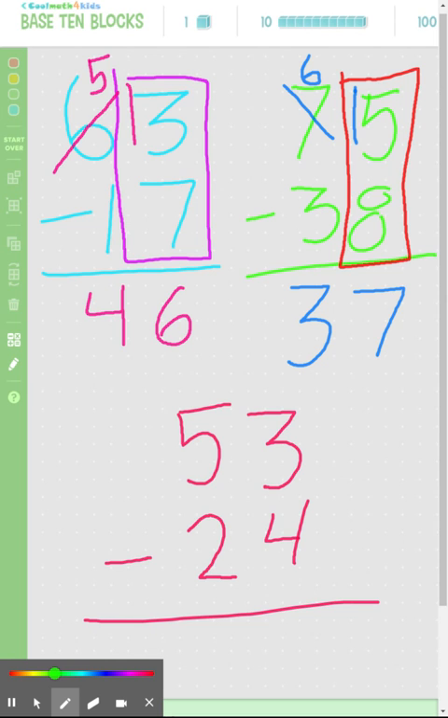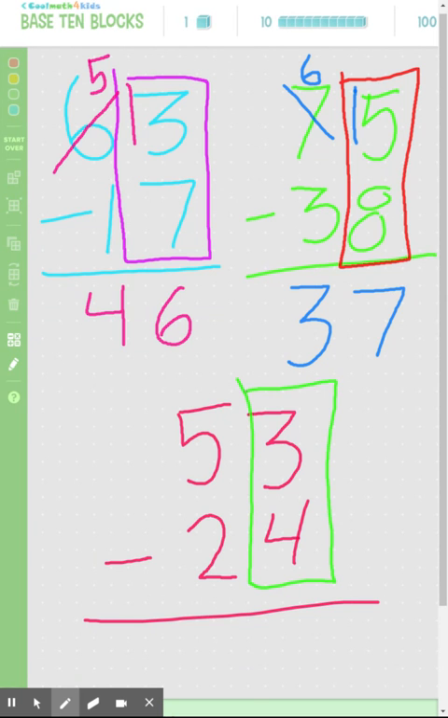Okay, so the 53 is on top. That's greater than 24. We're good. We're going to circle the ones column. And then we look, 3 take away 4. Close, but we can't do it because 3 is less than 4. So we have to ask the 5 if he'll share. The 5 goes down to 4. The group of 10 goes in front of the 3, so we have 13. Take away 4 is 9. And 4 take away 2 is 2.